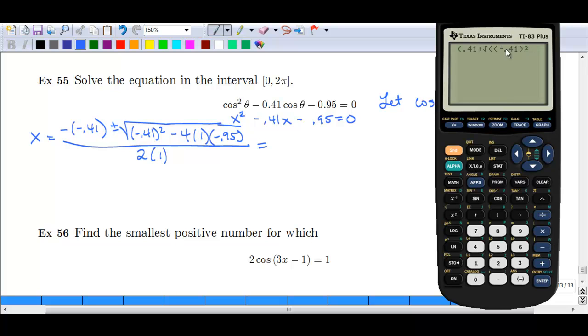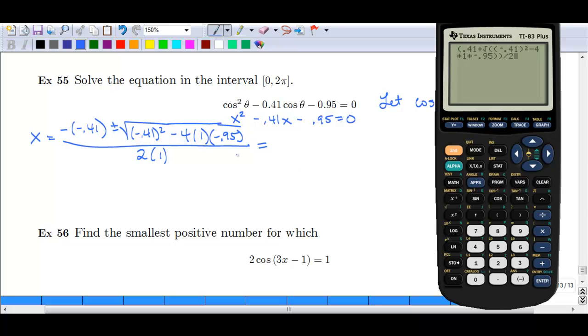Again, that has to be in parentheses or it won't square that negative. Minus 4 times, we don't really have to put the 1, but we can if we want to, times negative 0.95. And so we're going to close this parentheses. That's going to close the square root. We're also going to close the top parentheses because we're done with the numerator. Then we're going to divide by 2.